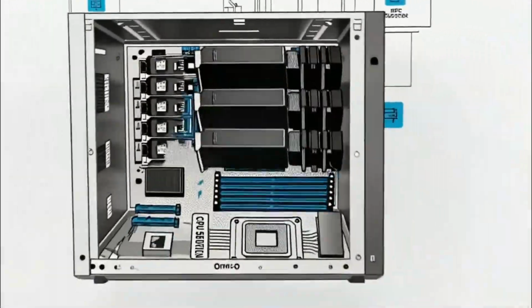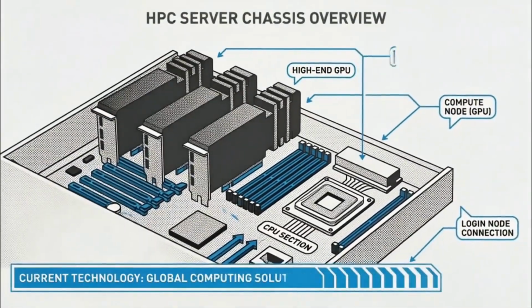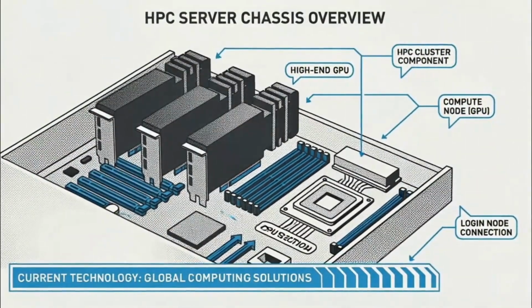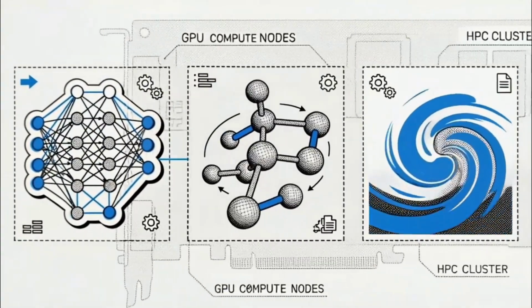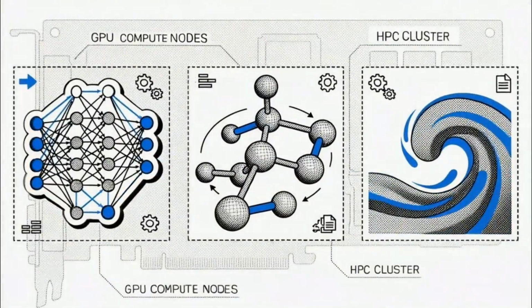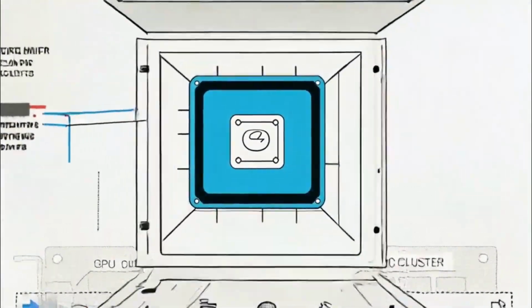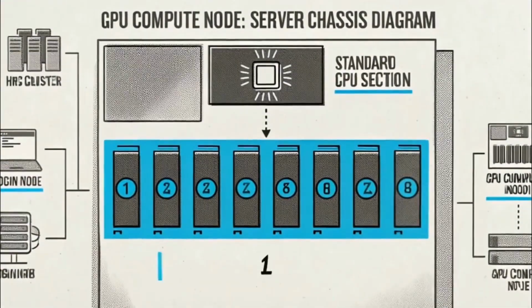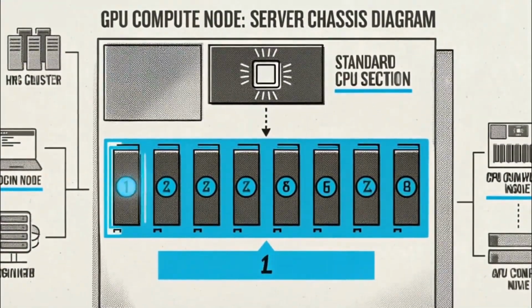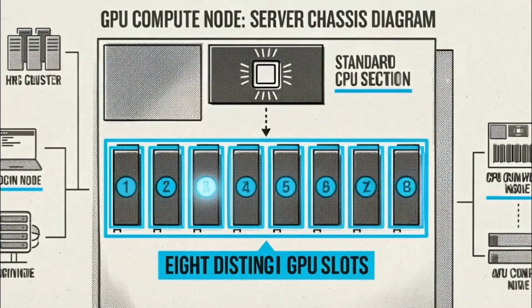A modern CPU compute node might provide 64 to 128 cores and 1 to 4 terabytes of RAM, depending on its configuration. GPU compute nodes are equipped with high-performance GPU accelerators alongside standard CPUs. These nodes are used for machine learning training, molecular dynamics simulation, computational fluid dynamics, and any workload that can be parallelized across thousands of GPU cores. Each GPU node typically houses 4 to 8 accelerators alongside the standard CPU configuration.